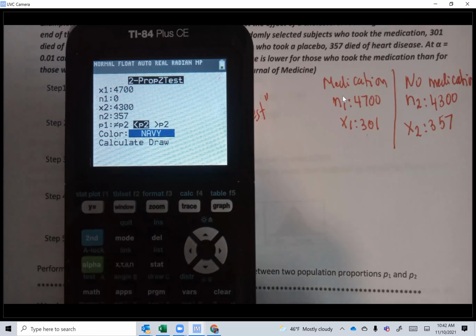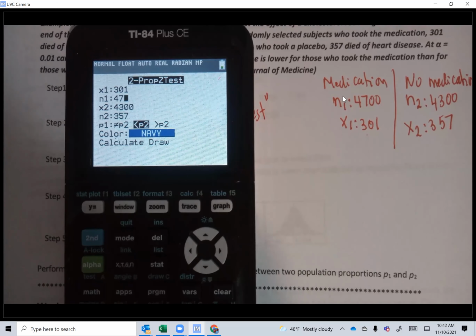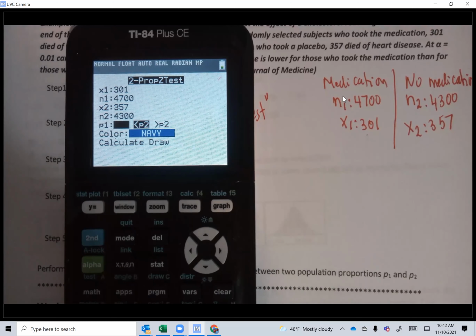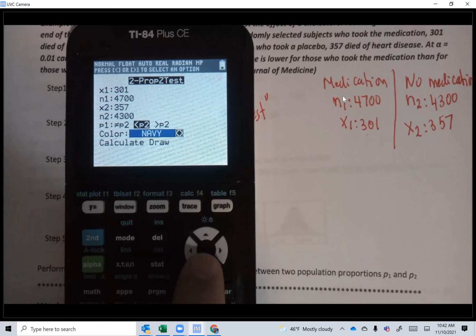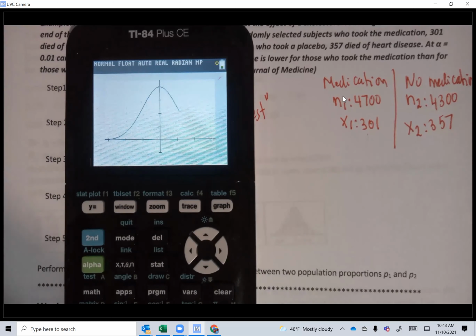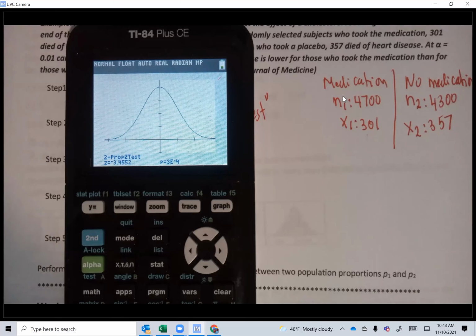X1 should be 301. That's 4,700. And X2 should be 357. And that should be 4,300. And now everything else is good, guys. So Z is negative 3.46 to 2 decimal places, and p-value is 3e minus 4.